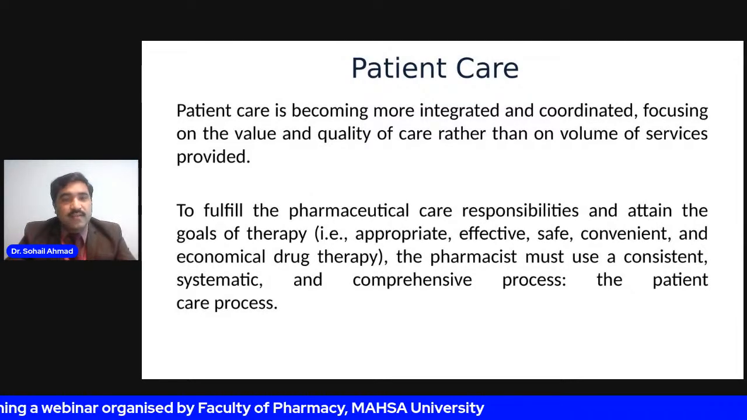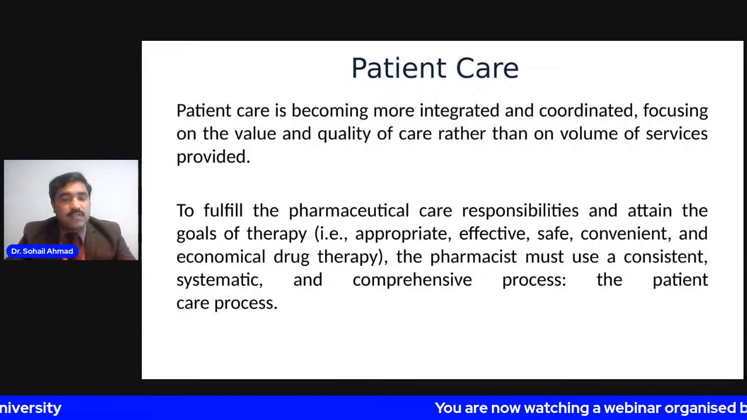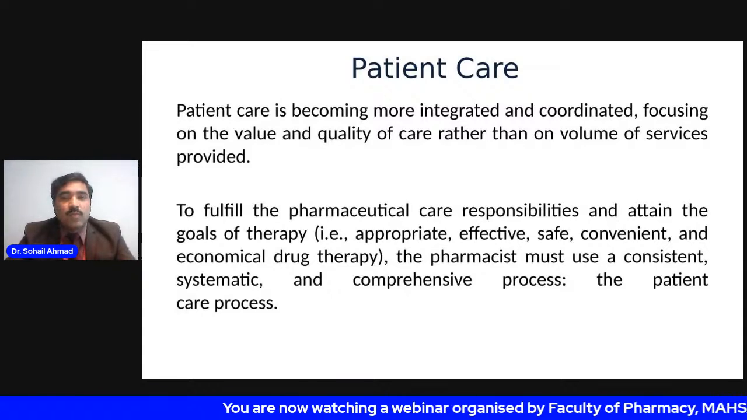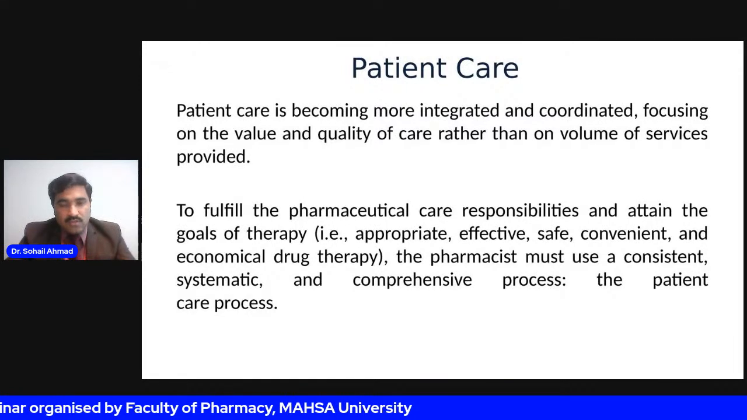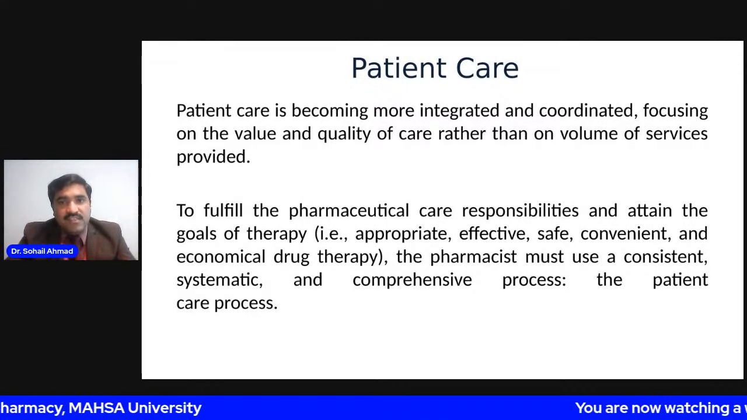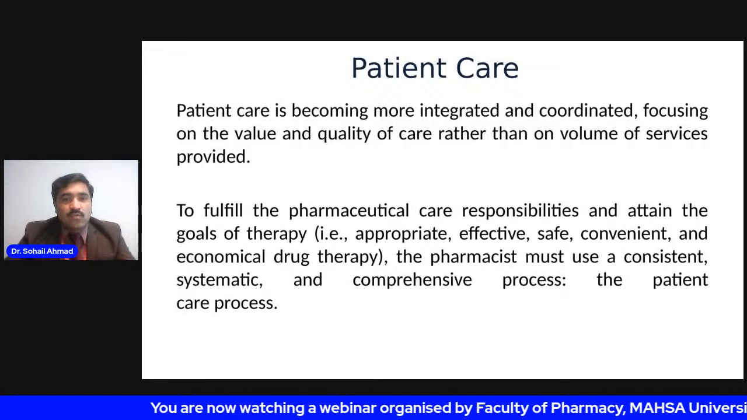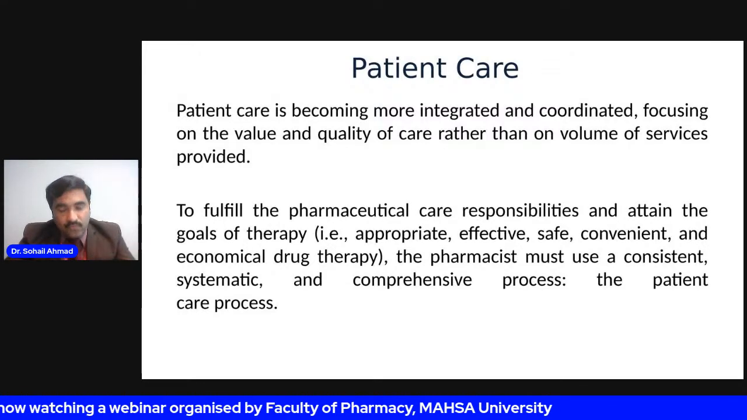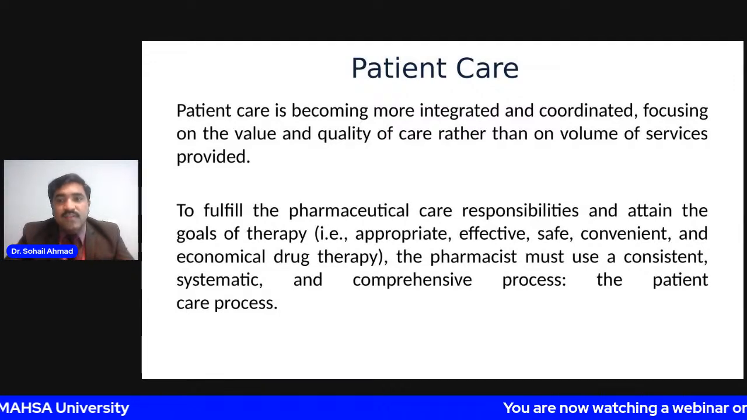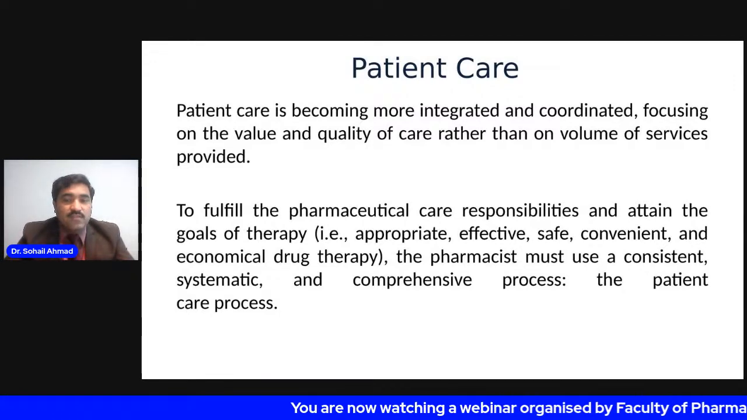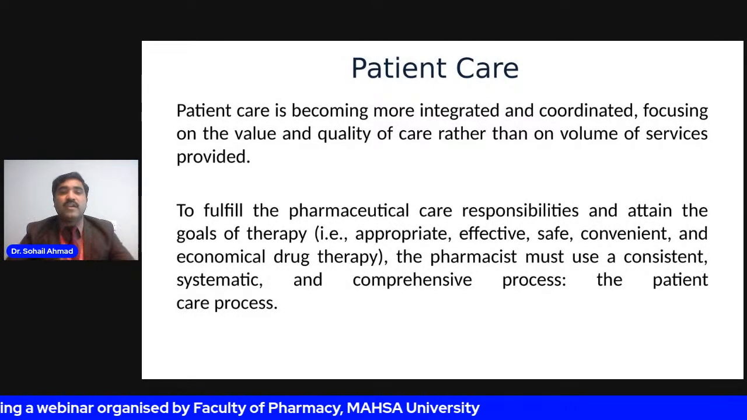So what is patient care? Patient care is becoming a more integrated and coordinated effort focusing on value and quality of care rather than on volume of services provided. So it's a sort of teamwork between doctor, pharmacist, nurse, dietitian, and even the community pharmacist. To fulfill the pharmaceutical care responsibilities and attain the goals of the therapy, we as a healthcare team have to ensure that therapy is appropriate, effective, safe, convenient, and cost effective as well. The pharmacist must use a consistent, systematic, and comprehensive process of patient care.